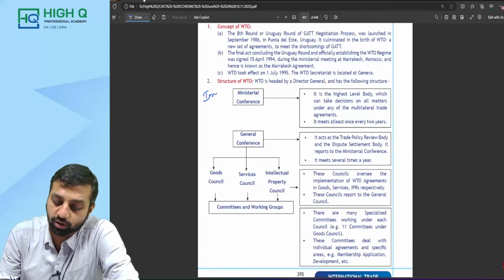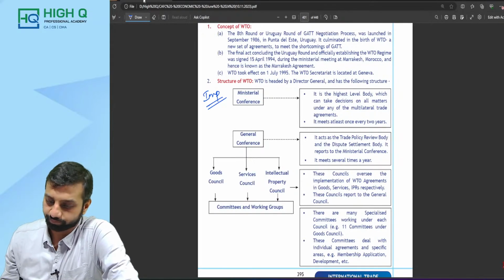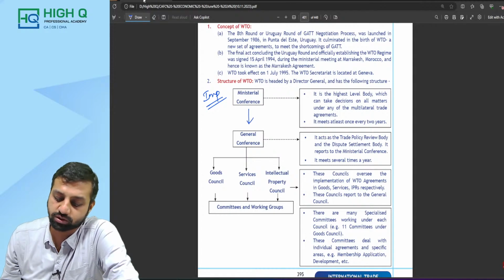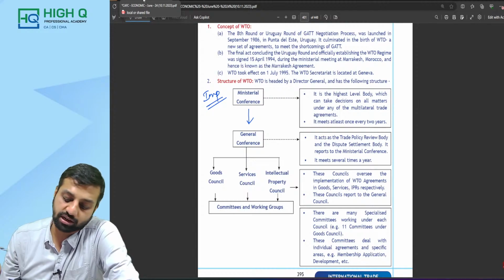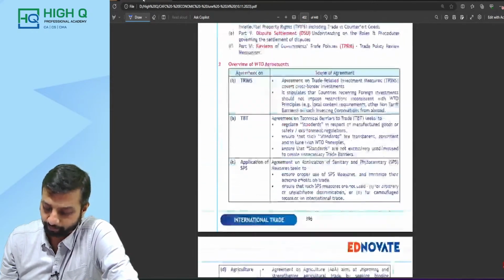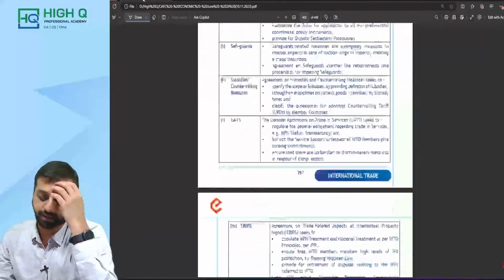Structure of WTO is important. So there is a ministerial conference, then comes general council. Under the general council, there is a goods council, services council and an intellectual property rights council. Then all the types of agreements.